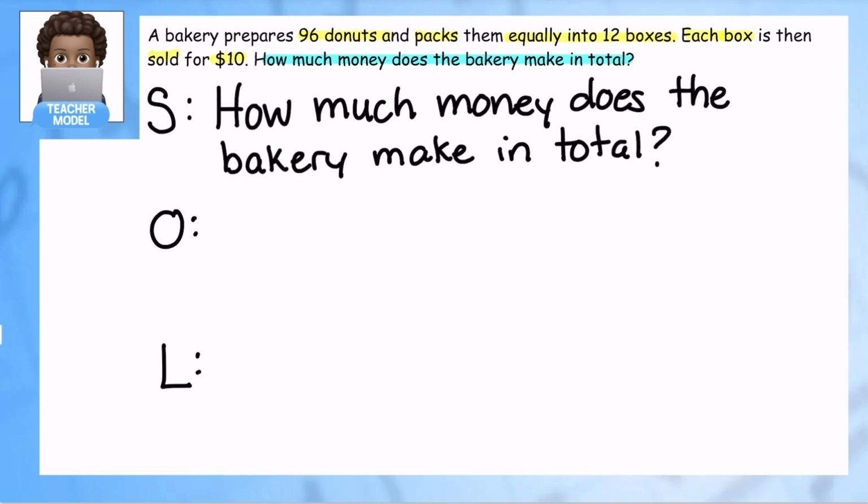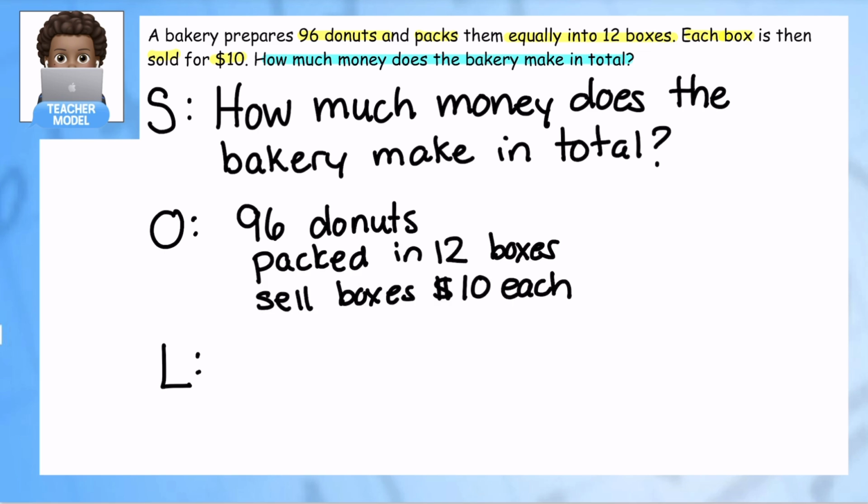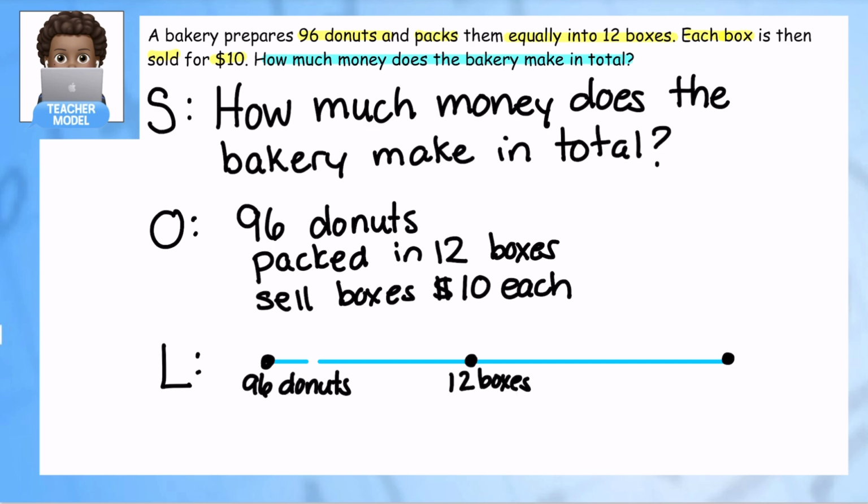That is our goal. So let's take our important information, the 96 donuts, packed in 12 boxes, and sells for $10 each. We're going to create a plan for this, but we need to think about the relationship between those three values. So we have the 96 donuts, 12 boxes, $10, and I have to think what's happening between those parts. How do I get to the part where they sell for $10 that will help me figure out how much they sell in all?